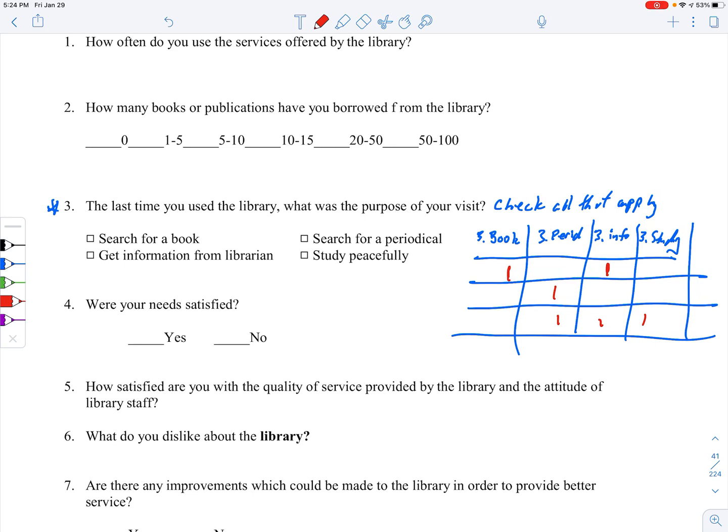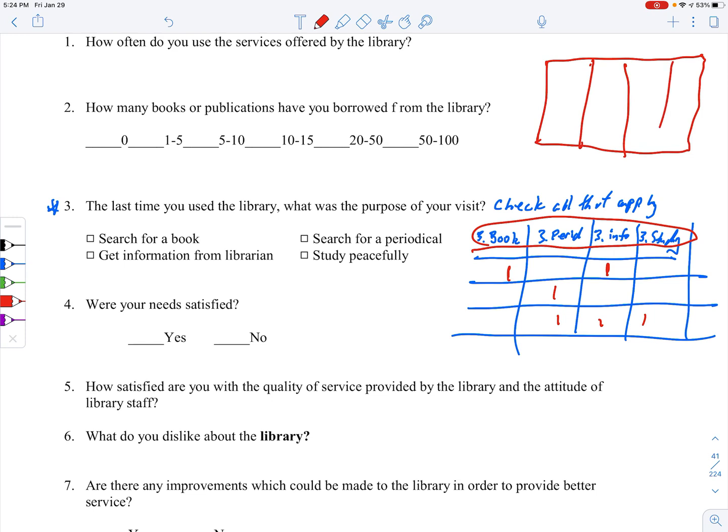It would be a mistake, it would not work, if you were to try to do a test of independence with all of these categories in one table. In other words, you couldn't do this kind of thing. Let's say we were comparing this to gender. You couldn't do something like this, males, females, and then have book, periodical, info, study, and then have the number of people in each one. And the reason is that a person can fall in more than one category. With check all that apply, they can check more than one category. So test of independence only works with a check one only kind of thing.